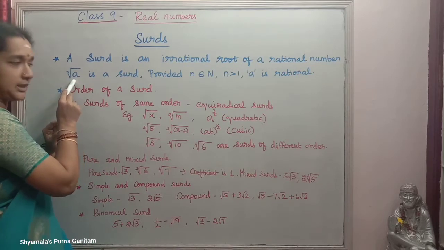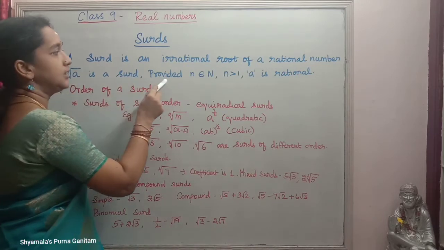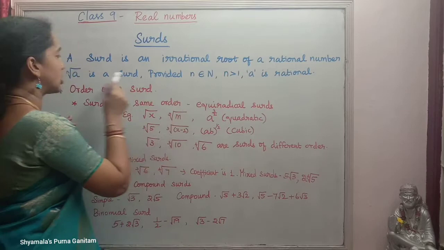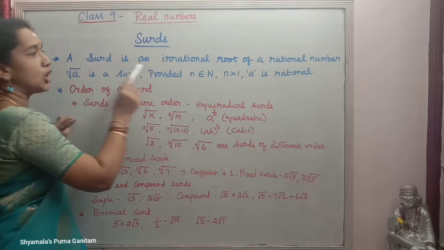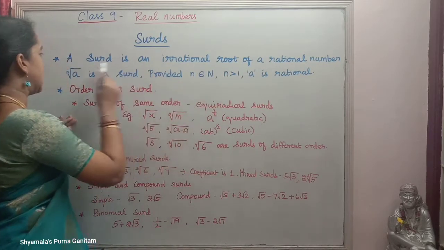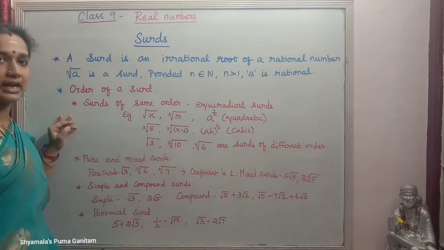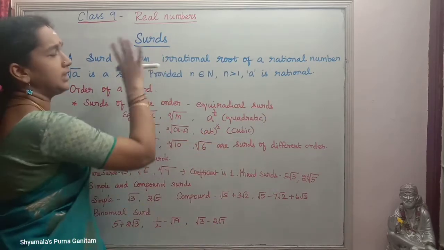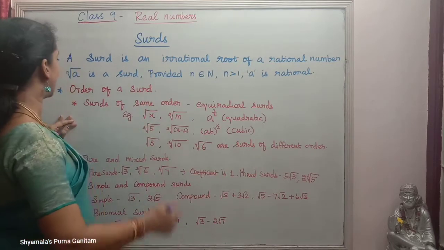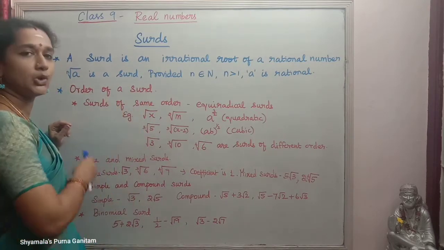Nth root of a is a surd provided n belongs to natural numbers and n is greater than 1, where a is a rational number. So this is the definition for surds. Okay, then a few more things we will know about that.